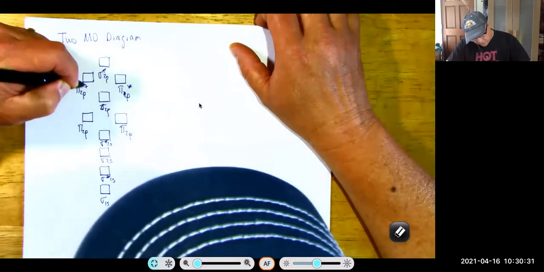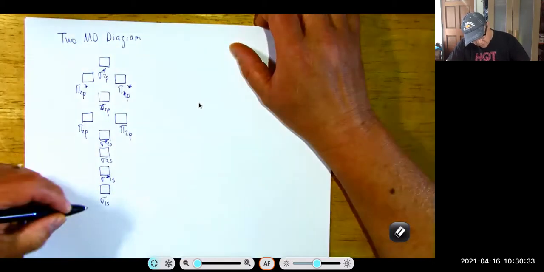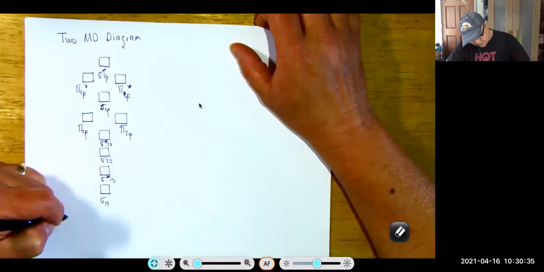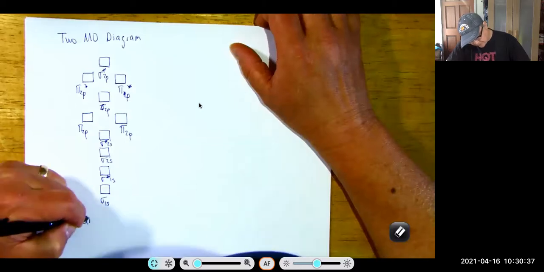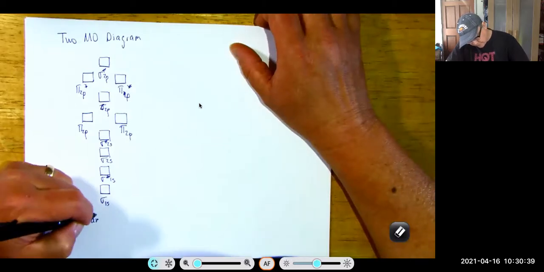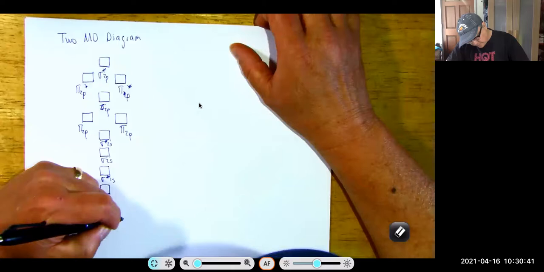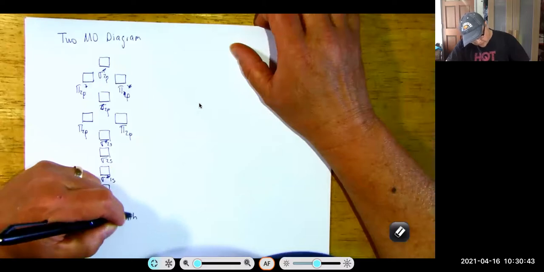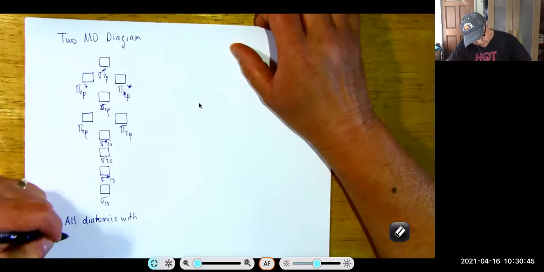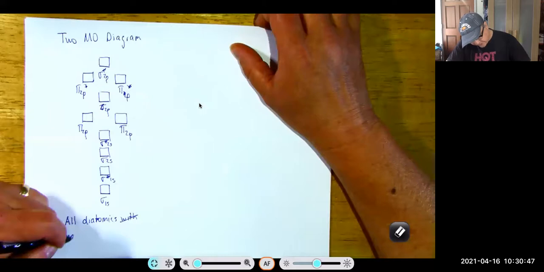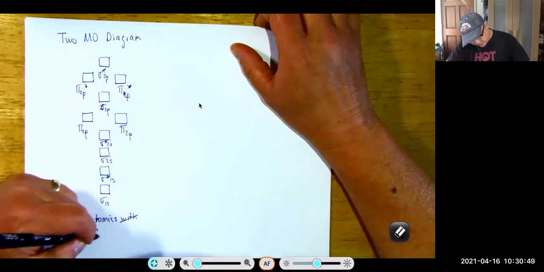Now this is for all diatomics up to C2. Actually up to N2.